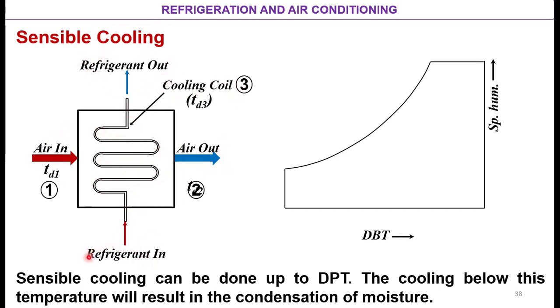So it is shown here, that is the refrigerant in. It is entering here, passing through the coil, keeping its surface temperature very cold, that is TD3, and it is leaving at the other end, that is the refrigerant out. So TD1 is the dry bulb temperature here, TD2 actually, this should be TD2, the outlet temperature of the air. And the surface temperature of the coil is TD3.